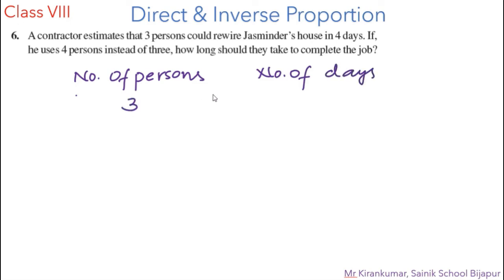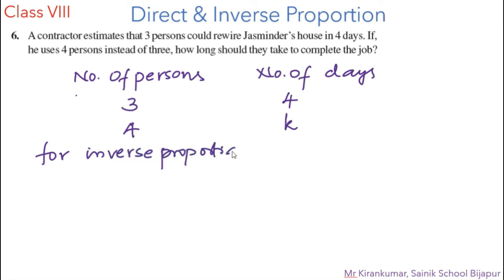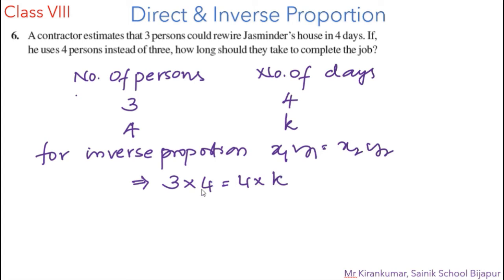When the number of persons is 3, it would take 4 days. If the number of persons is increased, let me consider some k number of days. And we know that for inverse proportion, x1 y1 is equal to x2 y2. This implies that 3 times 4 is equal to 4 times k. The 4 gets cancelled, we get k value as 3. So 3 days it would take.